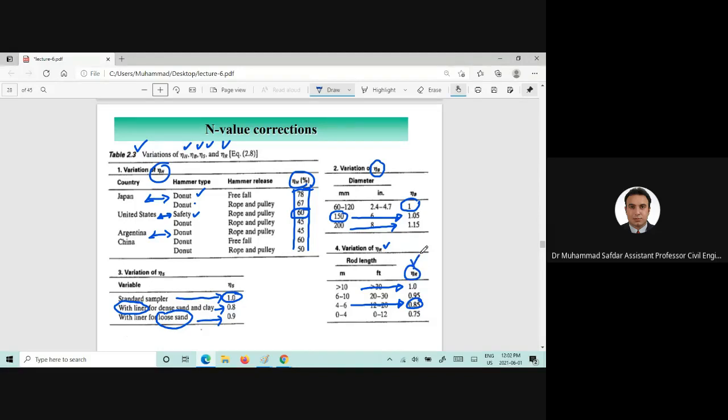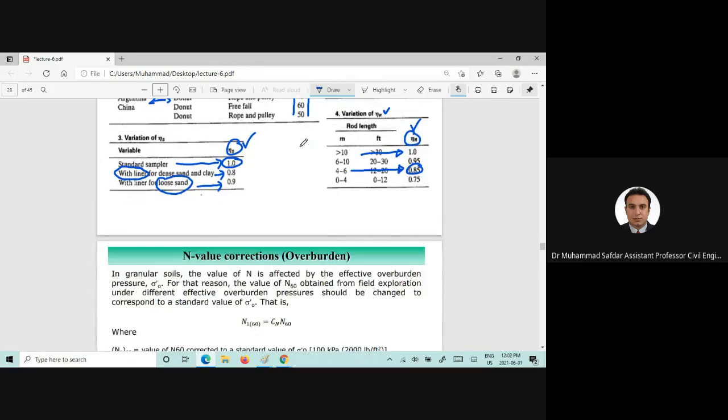So this is the rod length correction, this is the borehole correction, this is the sampler correction, okay, and the hammer efficiency correction is given in these tables. Either you will be provided with these values, or the tables will be given in your quiz, assignments or paper.